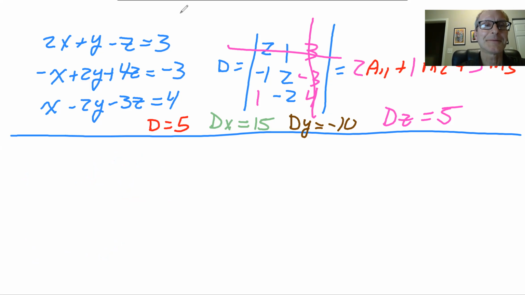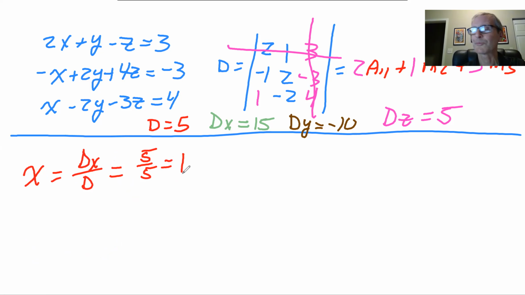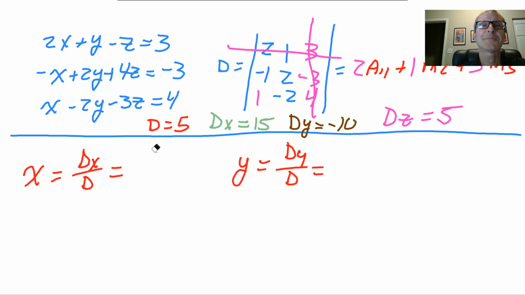All right. What is x? Well, x is dx over d. And all that calculation, we end up with what? This is 5 over 5. And so x equals 1. What's y equal? dy over d. Whoops. I can't read my own writing up there. Let's start over. dx is 15. So that's 15 over 5. And that's 3. I don't know why I was looking at dz for that, but I actually did.